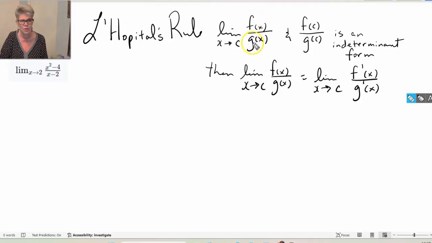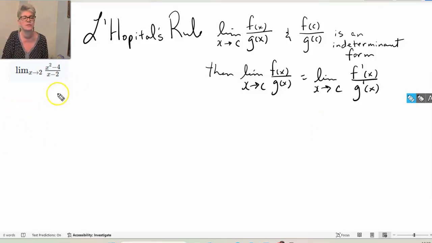So if you're trying to find a limit and it's got this form of a rational function with f of x in the numerator, g of x in the denominator, and you plug this number c in, or c could be infinity, and you get that f of c over g of c is an indeterminate form, so 0 over 0 or infinity over infinity, then you can take this limit by taking the limit of the derivatives in that rational form. So let's just put it to work on an example.